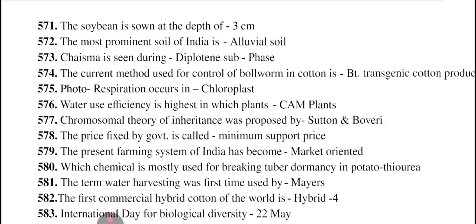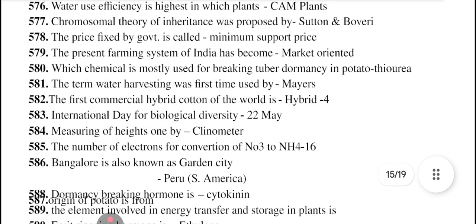Photorespiration occurs in chloroplast. Water use efficiency is highest in CAM plants. Chromosomal theory of inheritance was given by Sutton and Boveri. Price fixed by government is called minimum support price. The present farming system in India is market oriented. Chemical mostly used for breaking tuber dormancy in potato is thiourea. The term water harvesting was first used by Meyers. The first commercial hybrid cotton in the world is Hybrid 4.